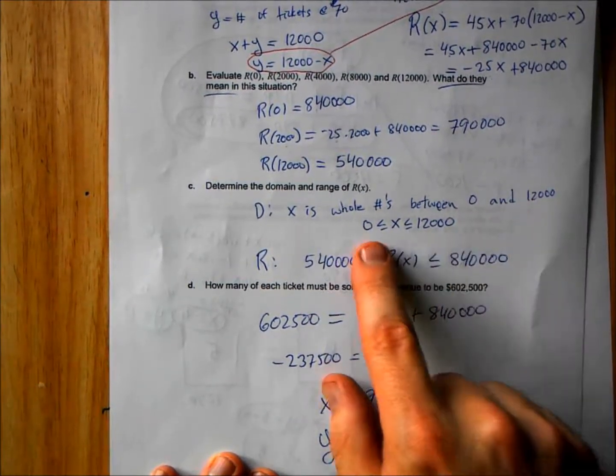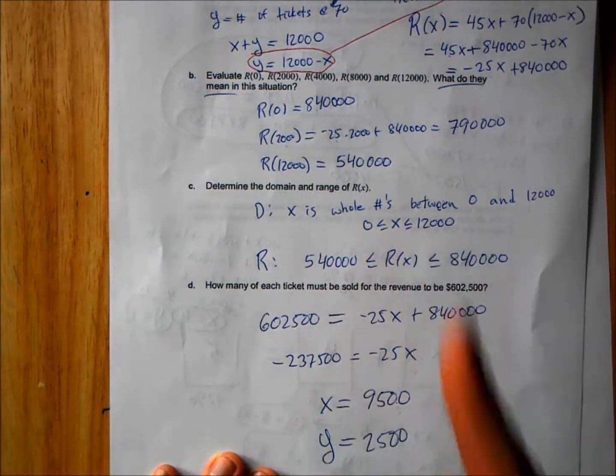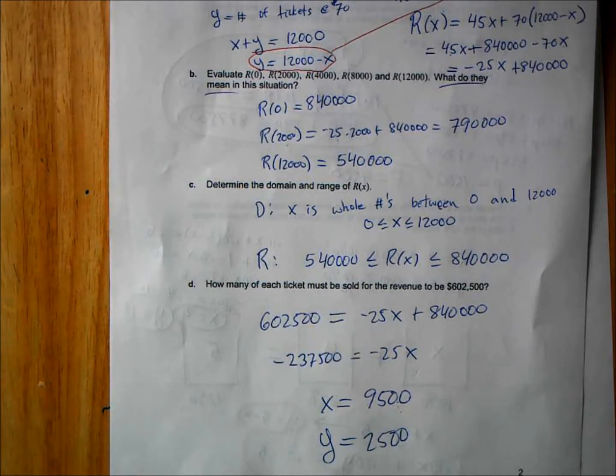We're next with C, determine the domain and range. Well, X is the number of tickets. That's the domain. So X can be any whole number between 0 and 12,000. Some of my students ask, could I write 0 less than or equal to X less than or equal to 12,000? That's not exactly correct, but I would accept it, because it implies you could have fractions and decimals, and you really can't have 8.5 tickets.